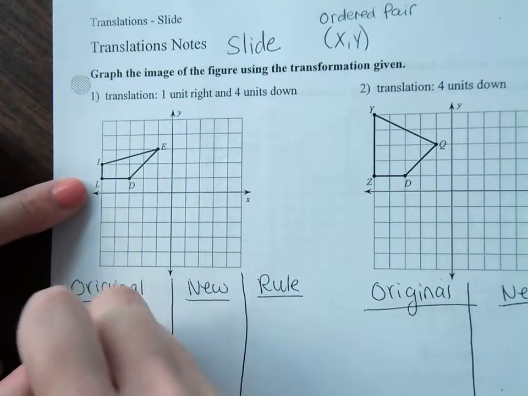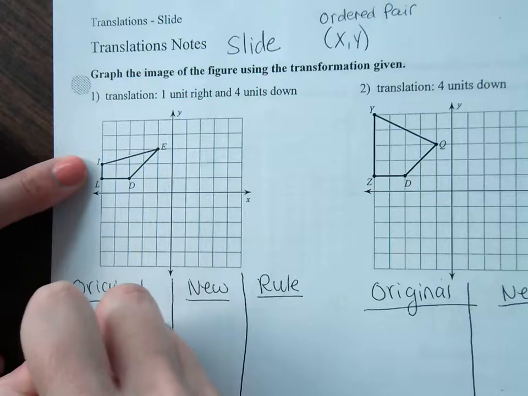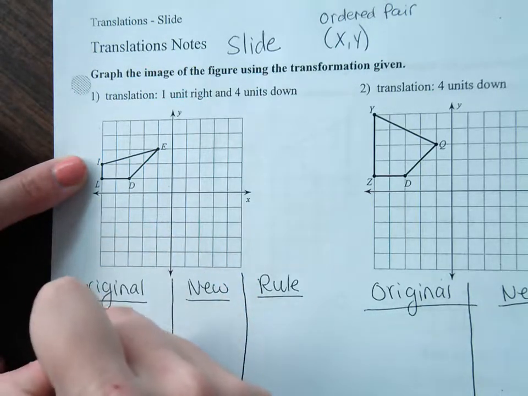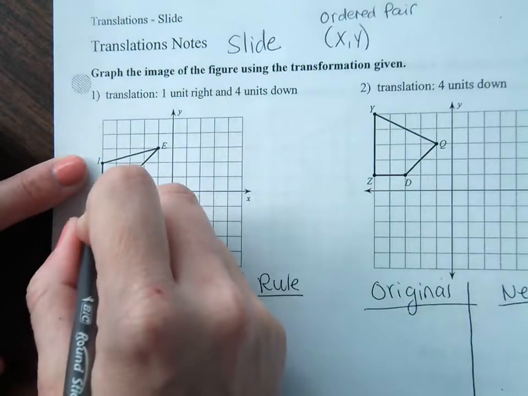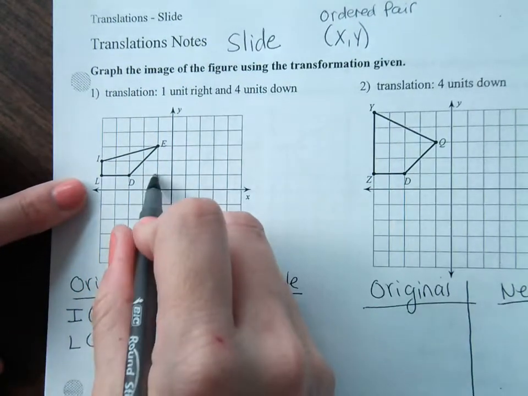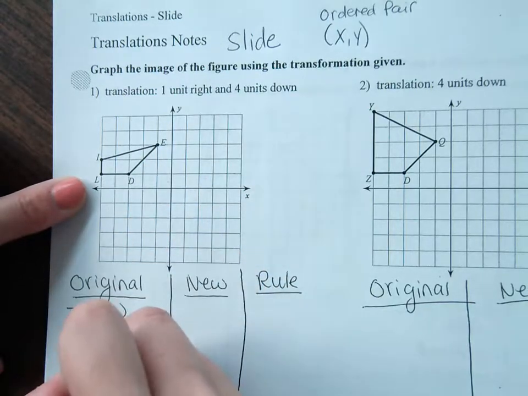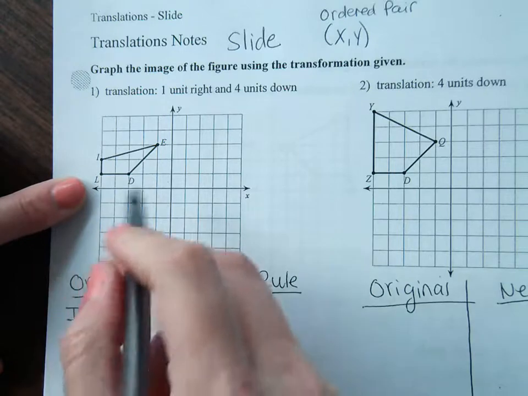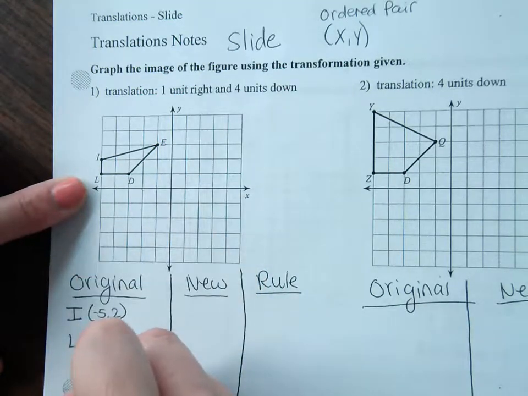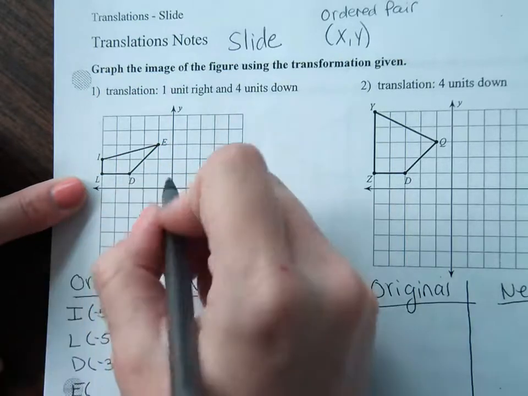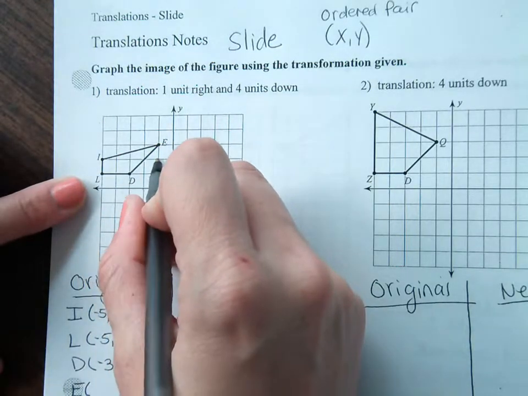So our original locations: we have point I, that is at negative 5, comma, positive 2. We have L, which is at negative 5, comma, 1. D is at negative 3, comma, 1. And E is at negative 1, comma, 3.